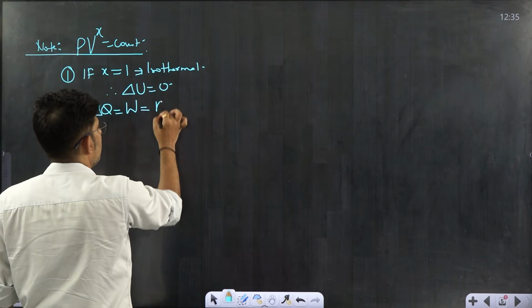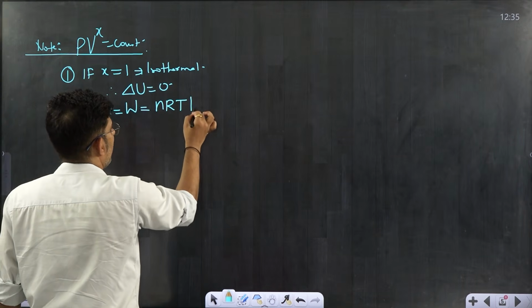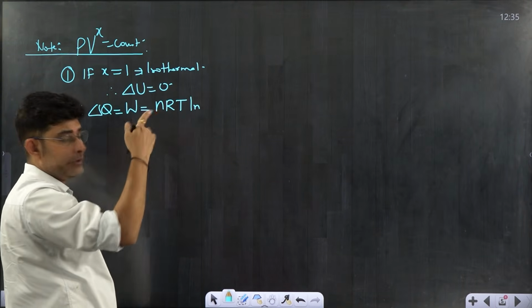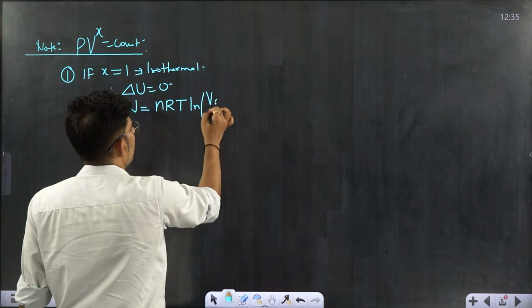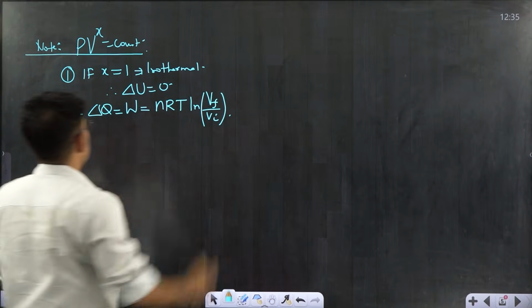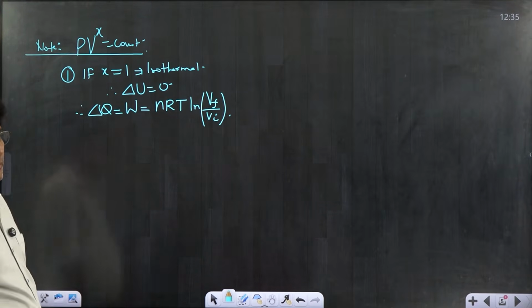There the integration comes in the form of log, because the dx by x form comes, which gives you nRT log of final volume by initial volume. This is what we use for an isothermal process.